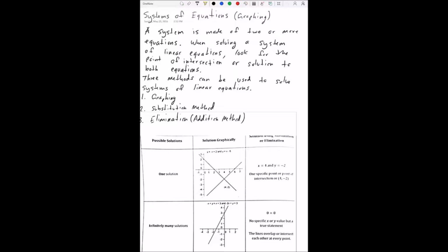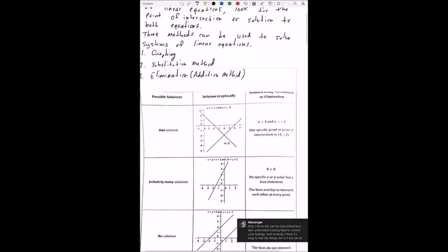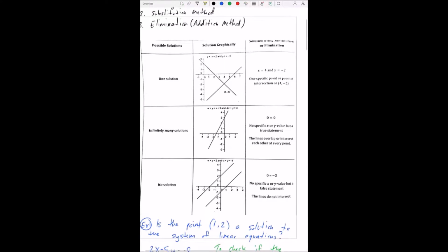There are three methods we can use to solve systems of linear equations. We can graph them, we can use the substitution method, or we can use the elimination method, also known as the addition method. This chart right here helps us look at how many possible solutions we can have, how they look graphically, and how they would look using substitution or elimination. You can take a look at that yourself.